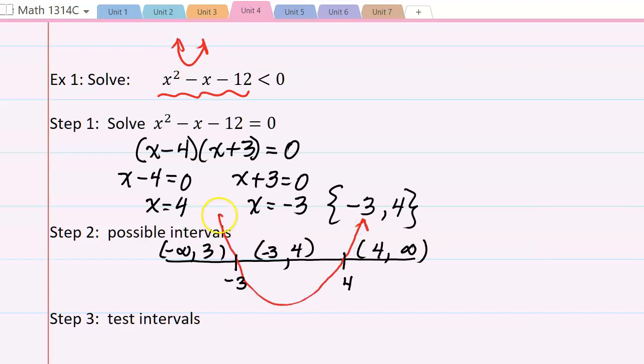Now let's answer the inequality. For what values of x is the parabola less than, or below, the x-axis? From my sketch, we see that this portion is below the number line, so the solution set is the interval of -3 to 4.